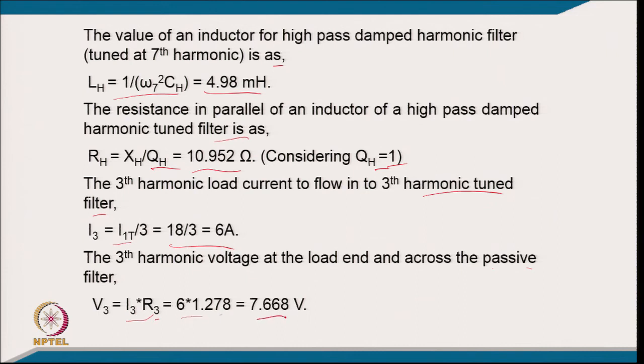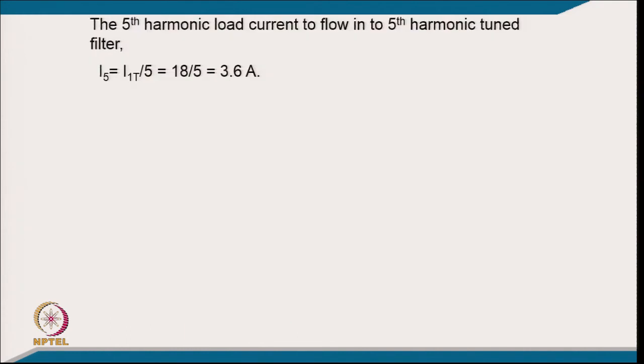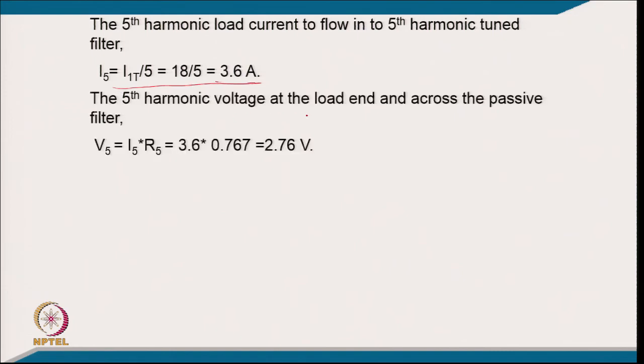So, putting the value it comes 7.668, because the inductor drop will be completely cancelled out by the capacitive drop, only resistance will take the drop of this voltage. And similarly, we can find out fifth harmonic current to flow into the fifth harmonic tuned filter, that is I1 by 5, the fundamental current divided by 5 for the fifth harmonic. So, it is 3.6 ampere, and the fifth harmonic voltage across this will be I5 R5.